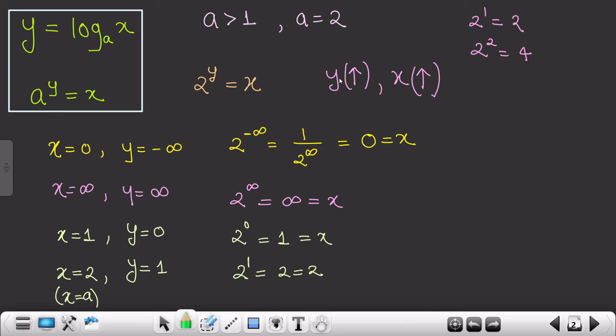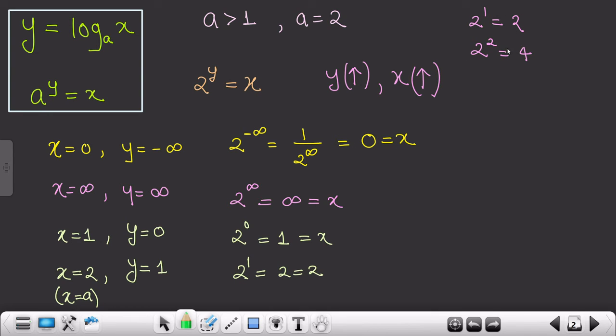So from this particular thing, we concluded that as our y is increasing, x is also increasing, and as our y is decreasing, x is also decreasing. So this is what we concluded from this particular part, correct? So this is the example. 2 raised to 1 is 2, 2 raised to 2 is 4.